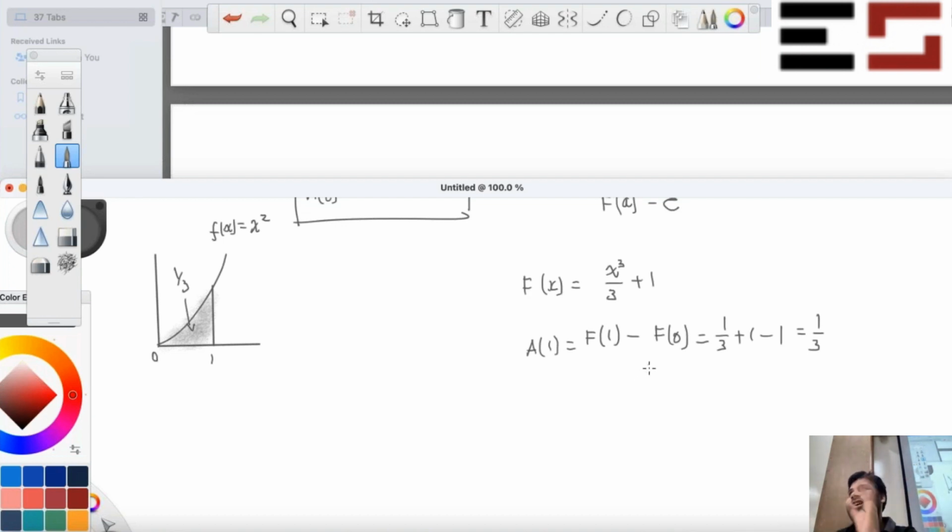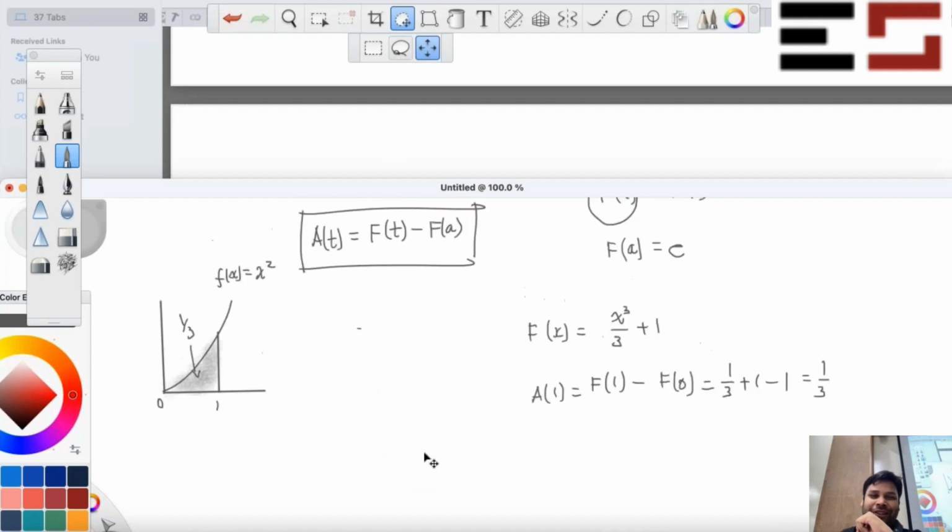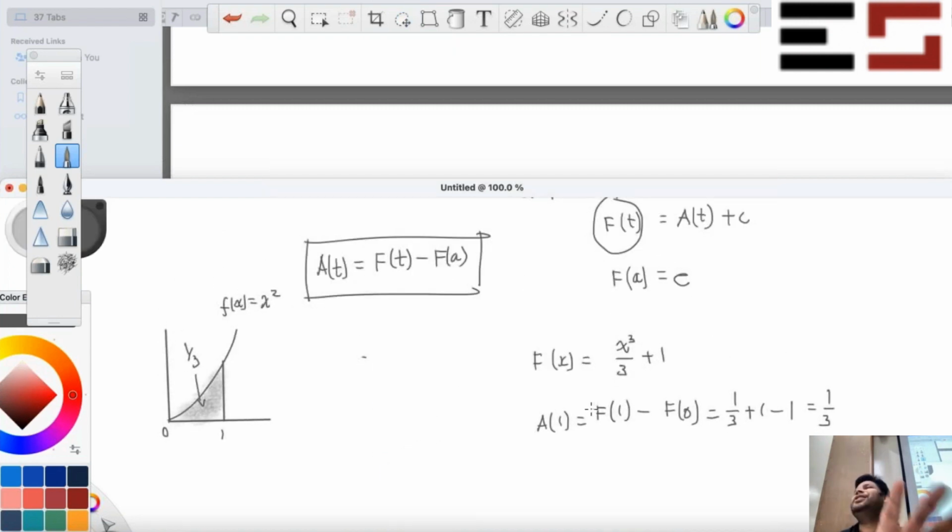Now that we are done with this, let me give you the definition of definite integral. So still I haven't told you what definite integral is. Definite integral is actually a concept which is closely related to the area function. If you just look at this difference, the definition of definite integral comes from this difference.